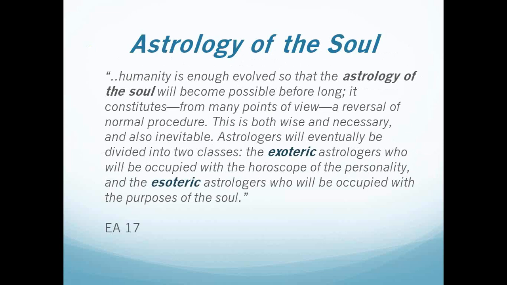So here's another good quote. Humanity is enough evolved so that the astrology of the soul will become possible before long. Yea, and we're now in it. Constitutes, from many points of view, a reversal of normal procedure. This is both wise and necessary, and also inevitable. Astrologers will eventually be divided into two classes: the exoteric astrologers, who will be occupied with the horoscope of the personality, and the esoteric astrologers, who will be occupied with the purposes of the soul.